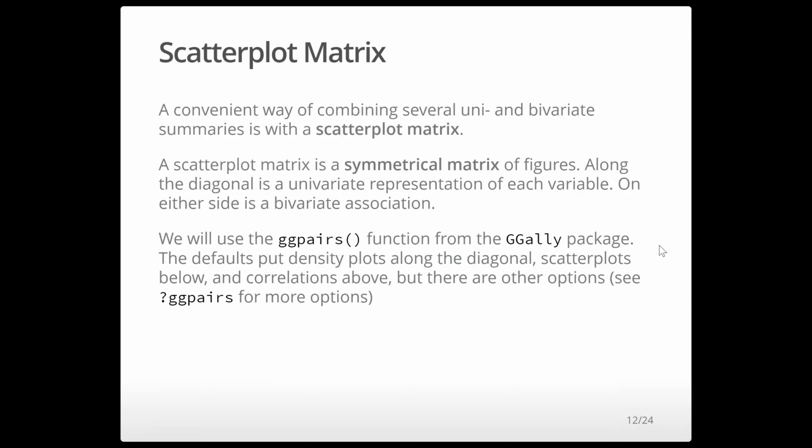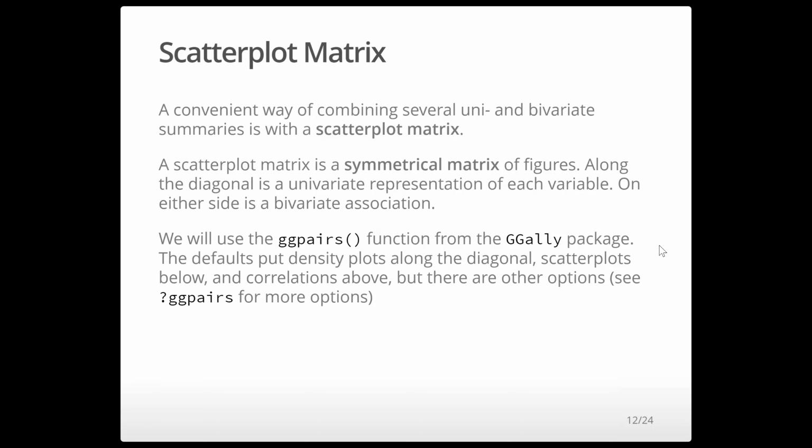So one new thing that's a convenient way of combining several univariate and bivariate descriptive or visual summaries is what's called a scatter plot matrix. A scatter plot matrix is a symmetrical matrix of figures. Along the diagonal is some sort of univariate representation of each variable, perhaps a histogram or a density plot. And then on either side of the diagonal is some representation of their bivariate association.